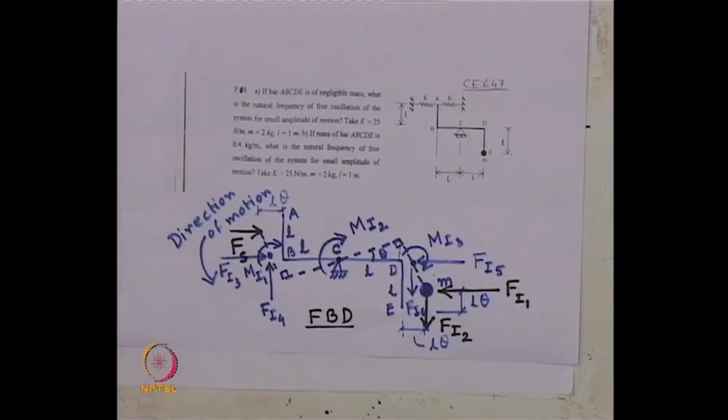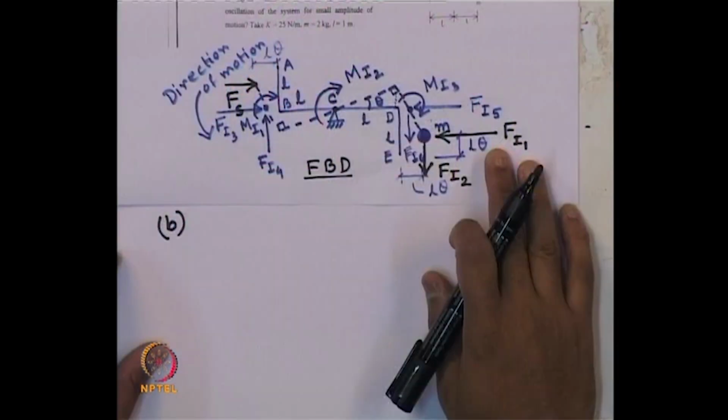Now, what are the expressions for these new forces coming from the mass of the bent rod A, B, C, D, E? Let us write the expressions for each of them, looking at this free body diagram here.